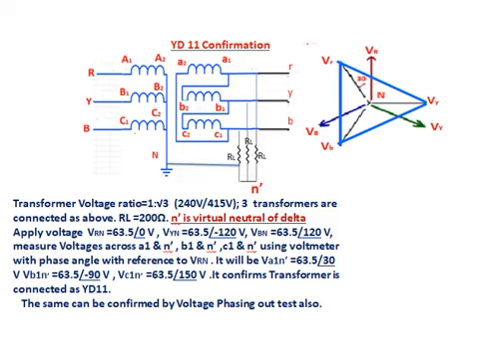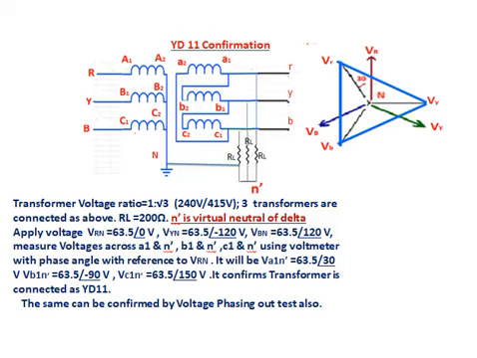YD11 confirmation. See here, this is a star delta connected transformer. We are calling this a YD11. In delta, you don't have the neutral point. So we are creating a virtual neutral point and comparing with that one. To get an idea about YD11, we have to do this test.